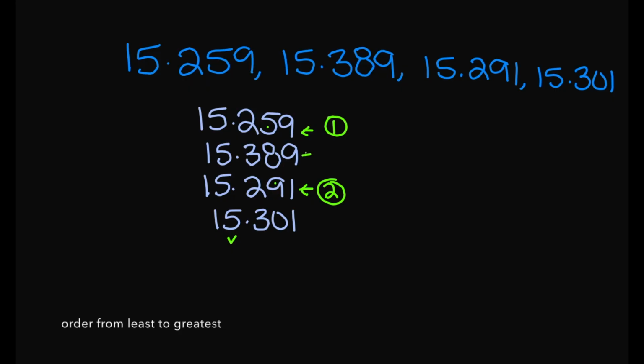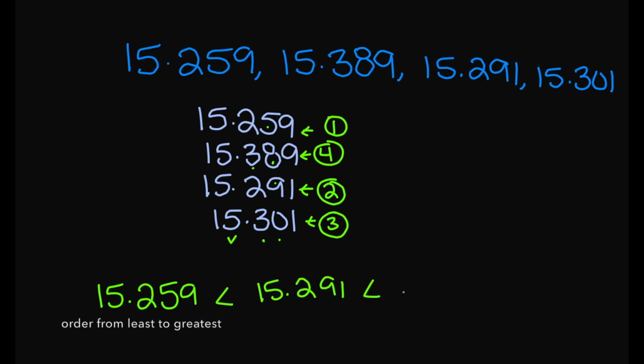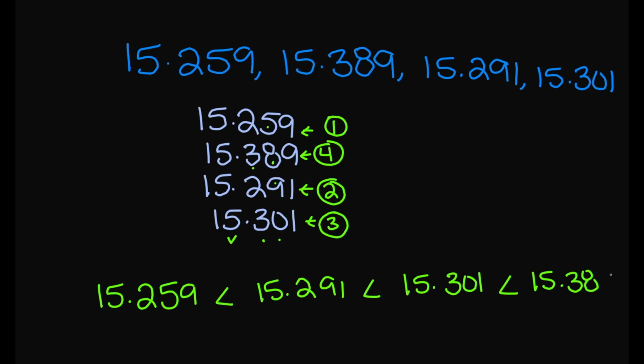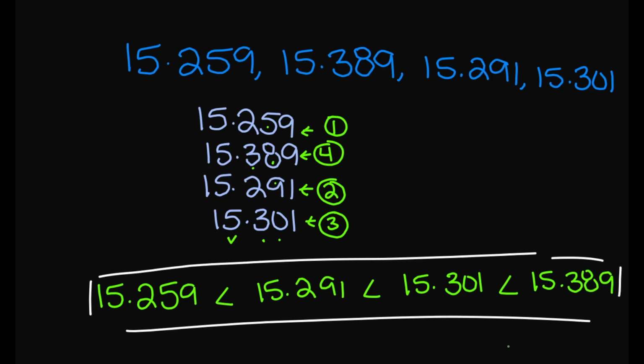And then if we bring our attention to my 3s here, you have our 3 here. And then we also have 0 and 8. So this is going to be my next number. And the greatest number here is going to be 15.389. So if you were to write this out, you're going to get 15.259 is less than 15.291, which is less than 15.301, which is less than 15.389.